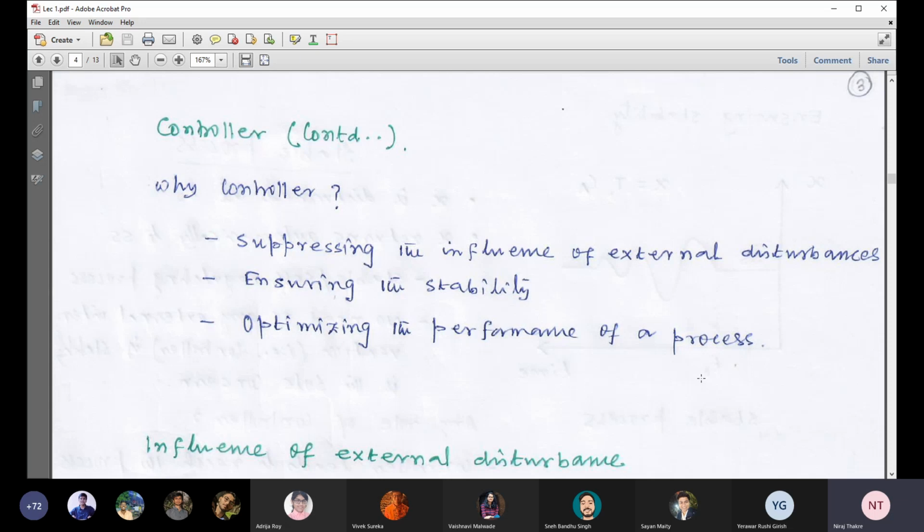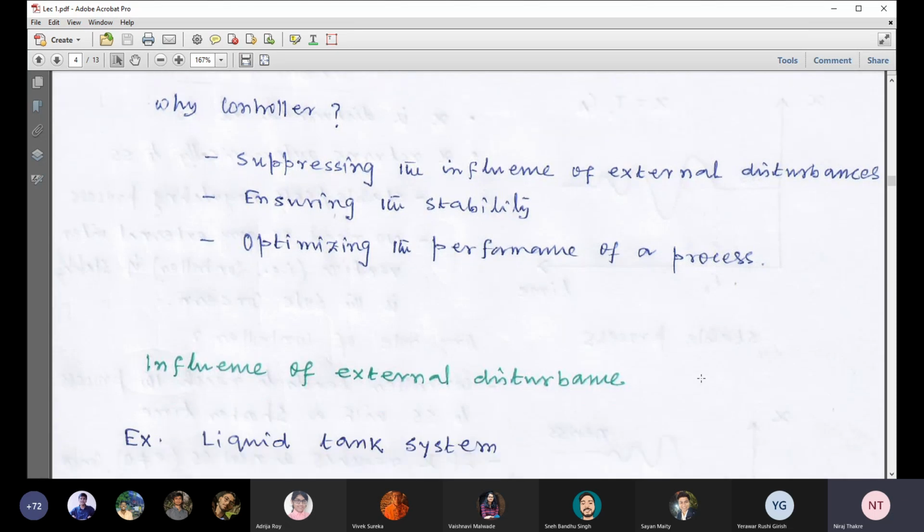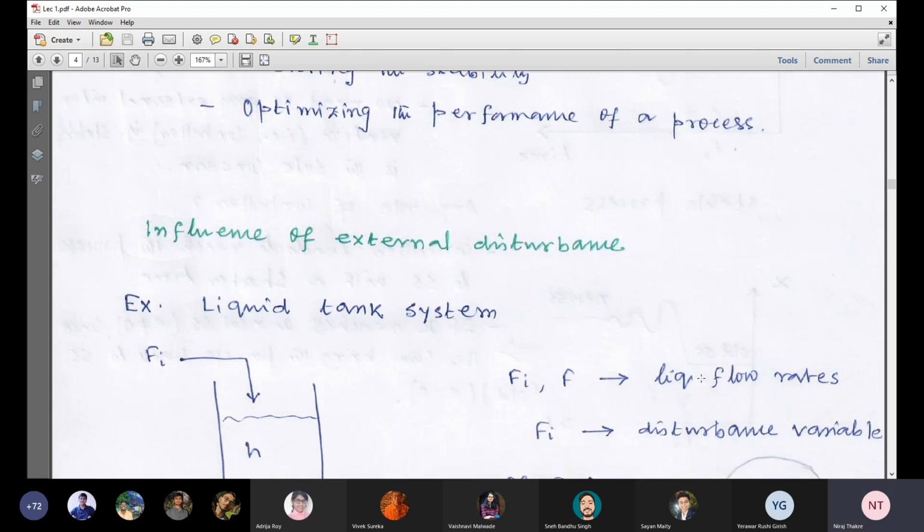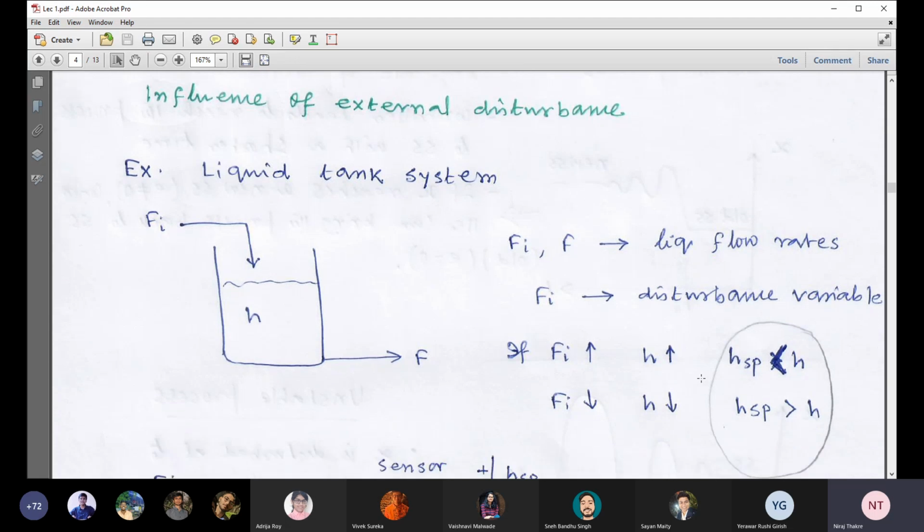Now we'll discuss these issues one by one: suppressing the influence of external disturbance, and stability. Let us cover the first point, the influence of external disturbance. For that, we will take a simple example. Just draw it. Let us discuss how the controller plays its role in rejecting the effect of external disturbance.